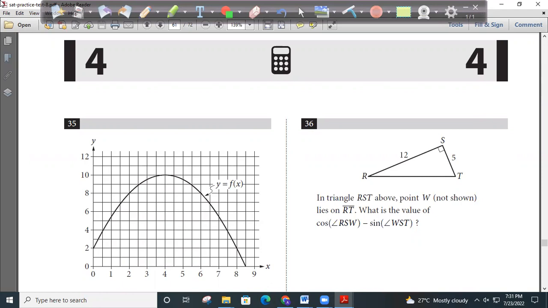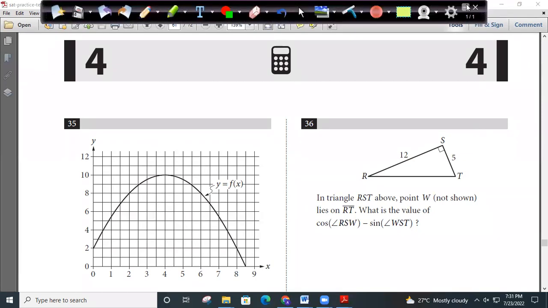Everyone just type your answer. Question number 36. I'll give you one more minute if you solve it perfectly. If not, I am going to explain how to solve this.